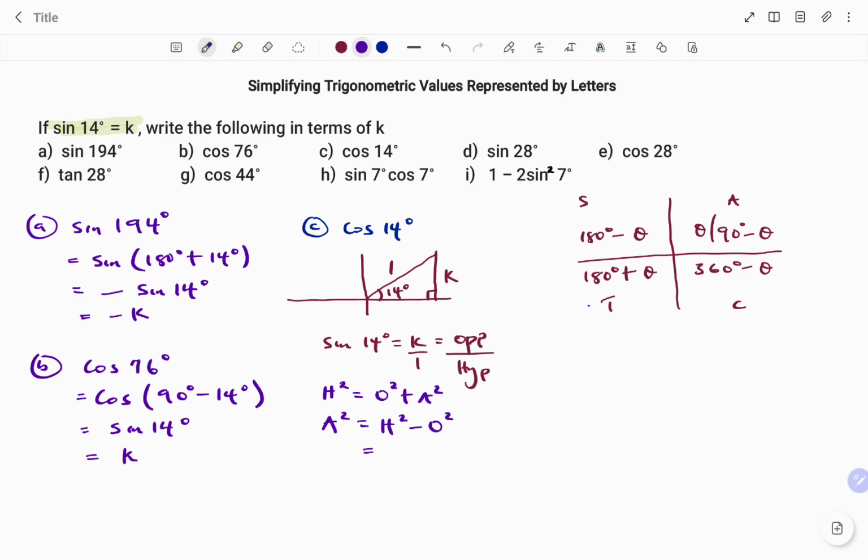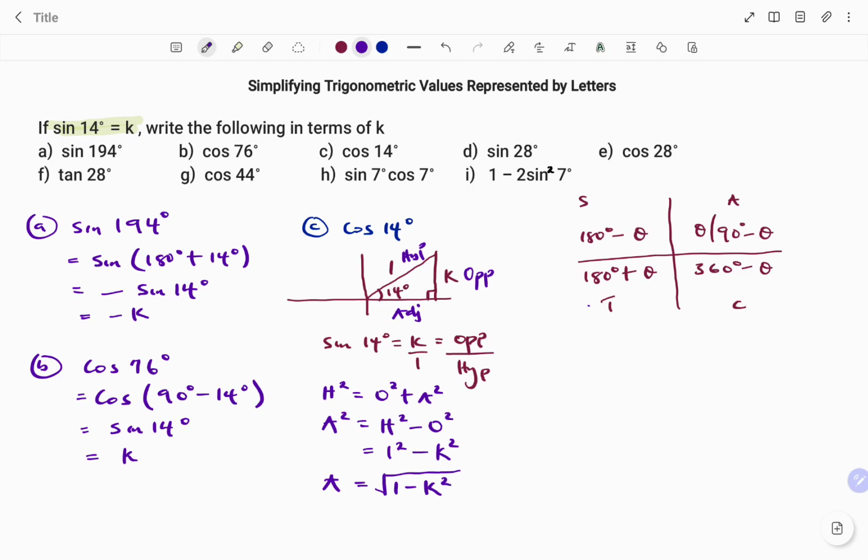In this case, that's the hypotenuse, 1 squared, minus the opposite. I'm going to label my diagram. I have the side facing my angle, my opposite. The longest side is my hypotenuse, and the third side is my adjacent. So my opposite is k squared. Therefore, to find the adjacent, I'm going to find the square root of both sides. So that's the square root of 1 minus k squared.